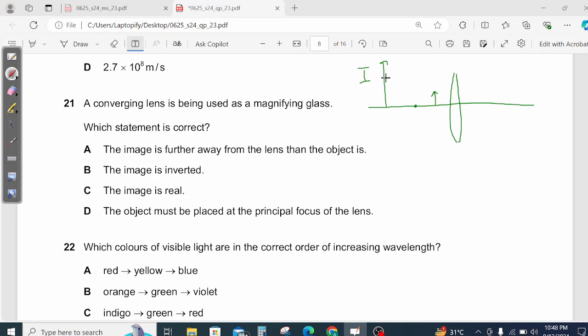I am not drawing the complete diagram here, but I have given you the hint. So it is an upright, magnified and virtual image. Okay, because this image is not formed on the screen. The image is further away from the lens. Then yes, this is your correct option. Inverted means your left will be right, right will be left. This has not happened. Real, the image that is formed on the screen is called a real image, but in that case we get a virtual image. The object must be placed at the principal focus? No, the object is placed within the focal length of the lens, as I mentioned. This is your object here. So your option will be only A.